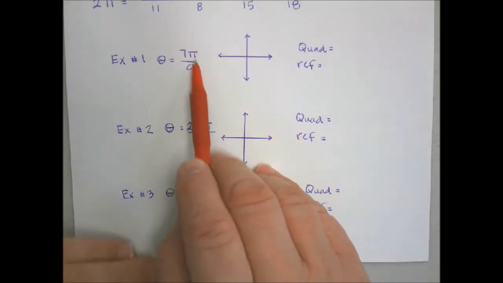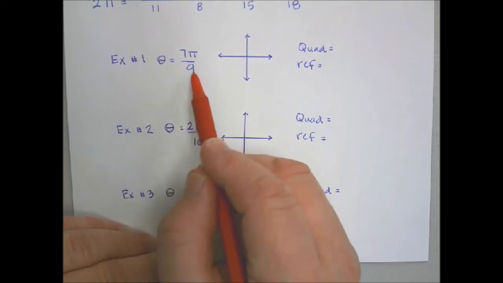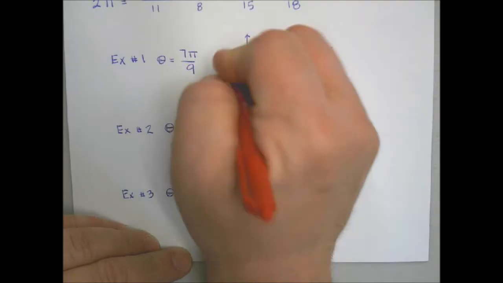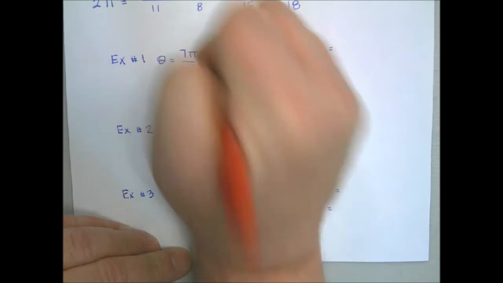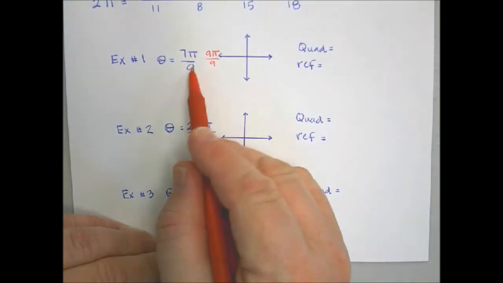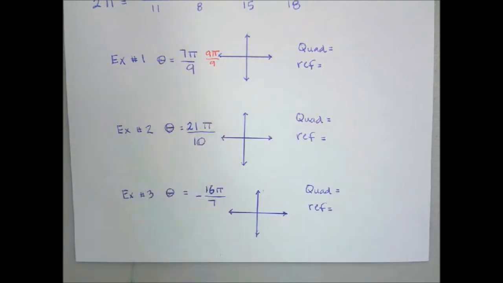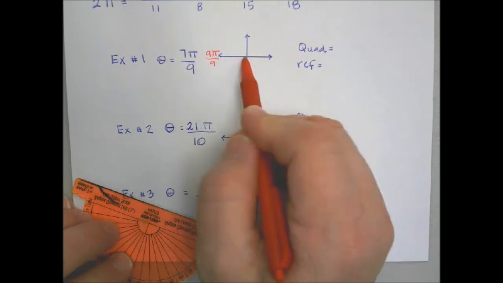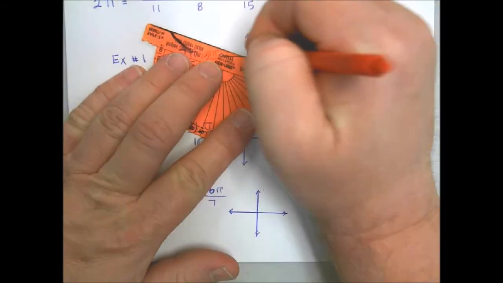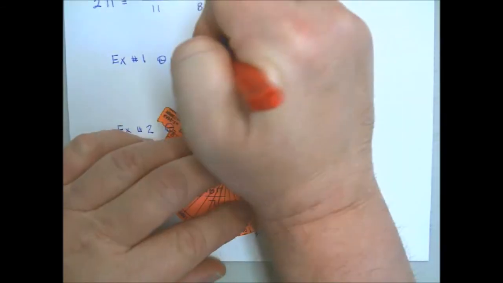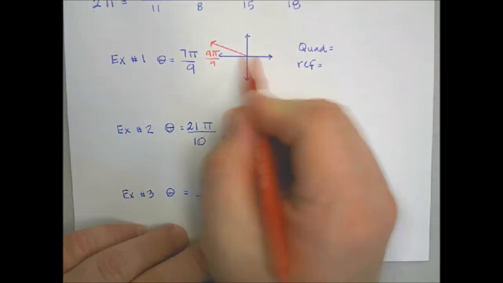And obviously, this question is written in ninths. So that's the key to the whole problem. It's written in ninths. So 9 pi over 9 would be right here. Well, we didn't make it to 9 pi over 9. We only made it to 7 pi over 9. So we know we did not make it to this position right here. We fell short. So here it is, right here. There's our terminating ray. So we know we're in quadrant 2.